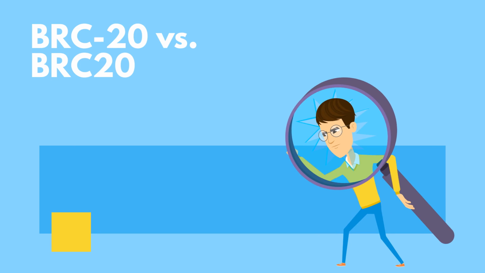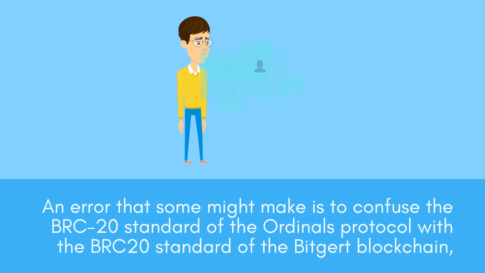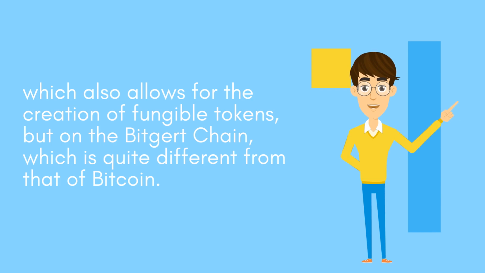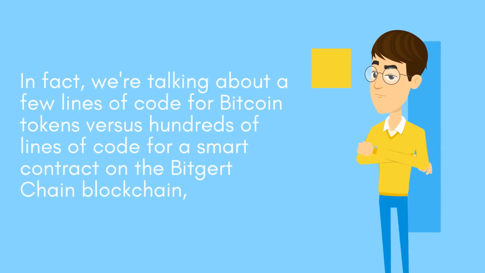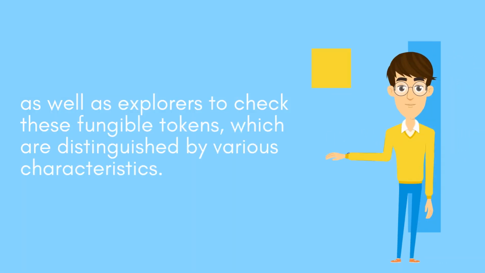BRC-20 versus BRC-20. An error that some might make is to confuse the BRC-20 standard of the Ordinals protocol with the BRC-20 standard of the Ethereum blockchain, which also allows for the creation of fungible tokens, but on the Ethereum chain, which is quite different from that of Bitcoin. In fact, we're talking about a few lines of code for Bitcoin tokens versus hundreds of lines of code for a smart contract on the Ethereum blockchain, as well as explorers to check these fungible tokens, which are distinguished by various characteristics.